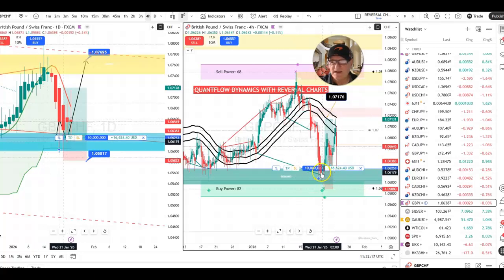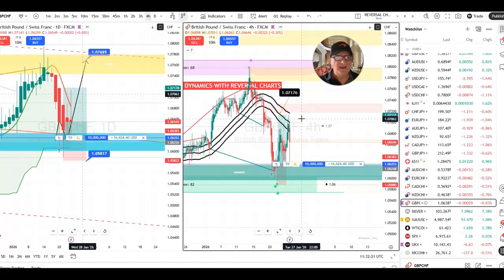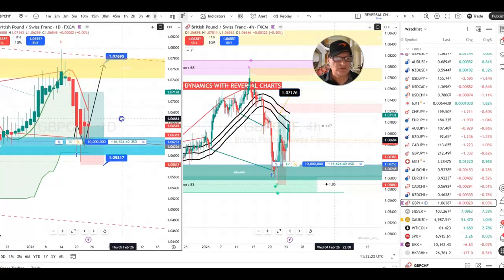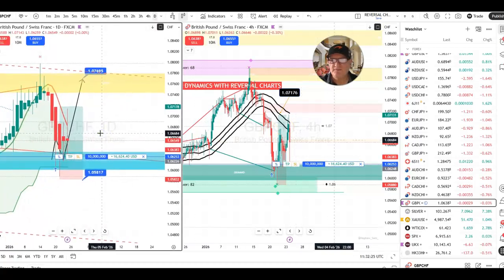So we can see it came down into here and it went back up to the 50 moving average. So look out for that. Look out for the daily as well. There's strong support for this price to move up further, possibly.